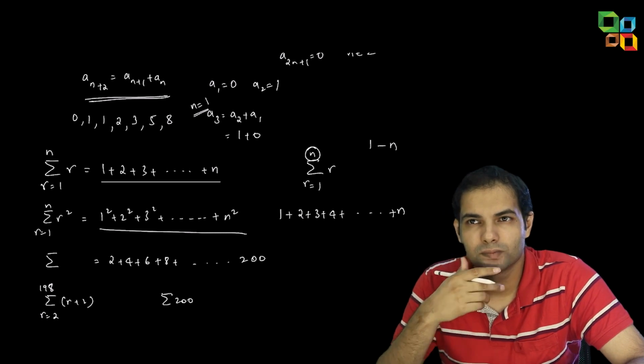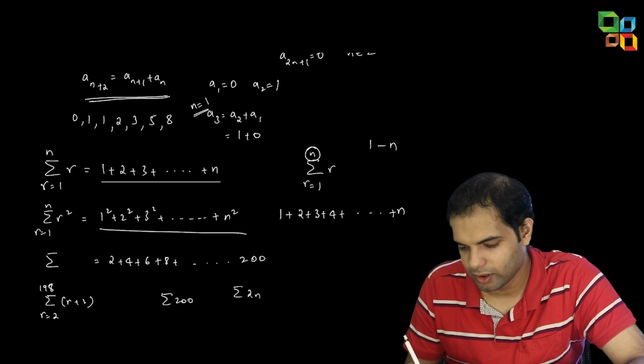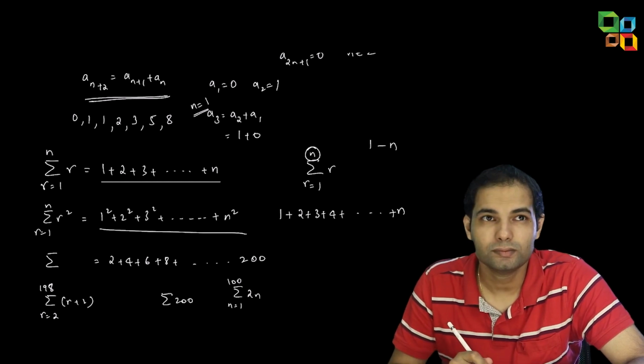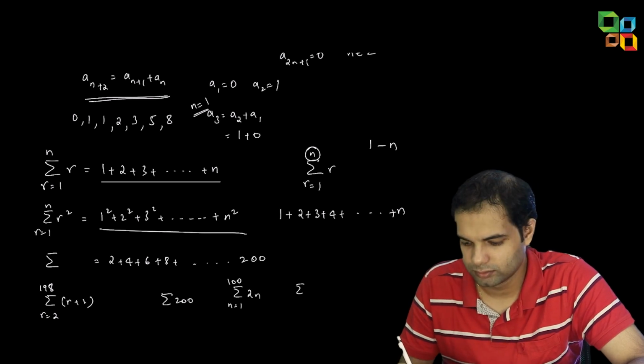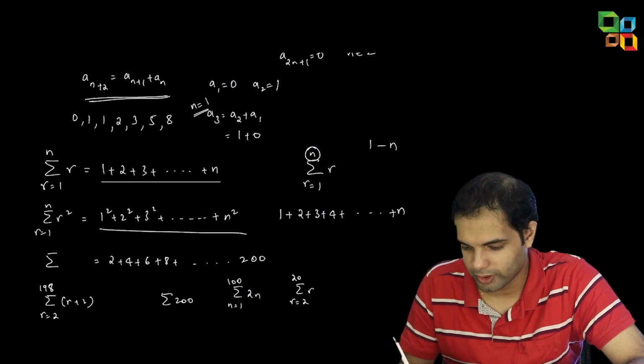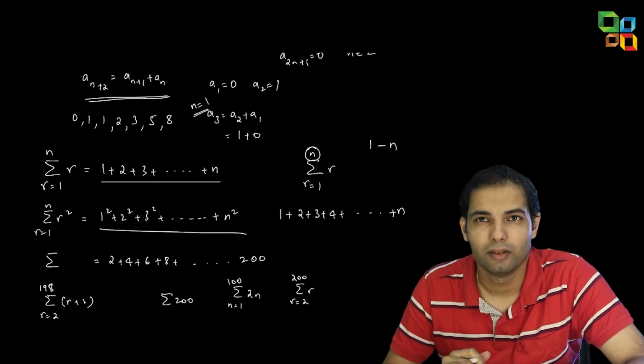Summation of 2n where n is from 1 to 100. Yes, Upasana. So summation of r where r is equal to 2 to 200. Okay. Fine. Not bad. All are giving different answers. It's fine. We'll just figure out what.